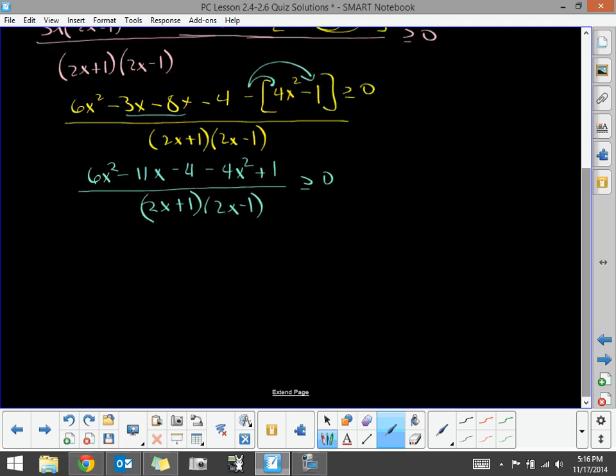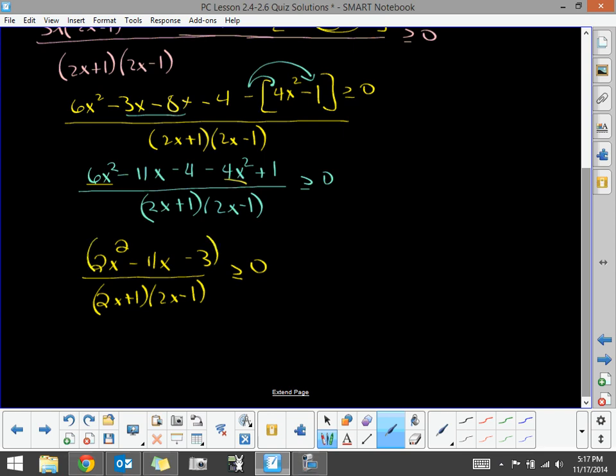So we got to make another round of simplifications here. So the 6x squared and the 4x squared is going to be a 2x squared, and then minus 11x, then minus 3, if I clean that up correctly. And that's all over our least common denominator of 2x plus 1 times 2x minus 1. That has to be greater or equal to 0. Now our first goal is accomplished. We have gotten it as a single rational expression, at least one side equal to 0. And now what I'd like to be able to do is factor this numerator so I would be able to find the zeros of the function.